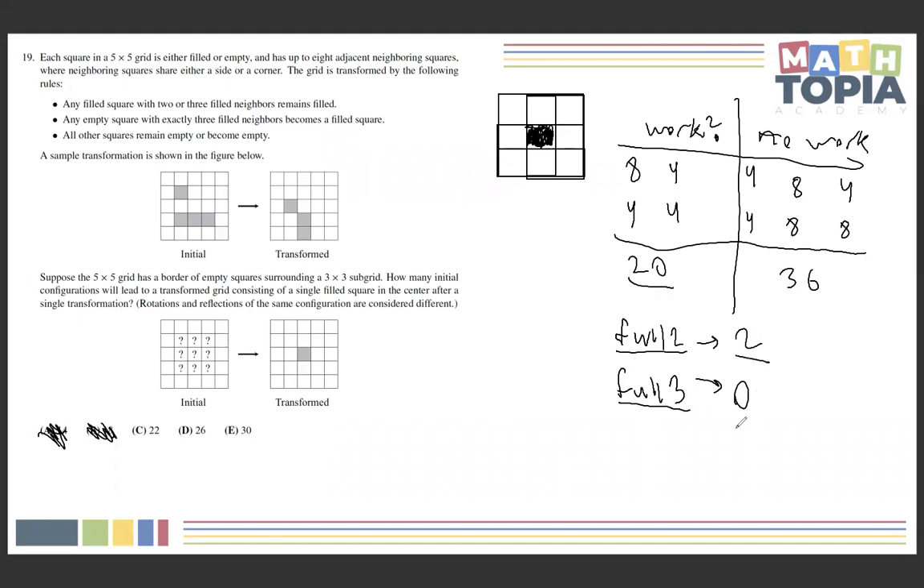And that just gives us 2 and 0. There are much fewer solutions than you might have expected. 20 plus 2 plus 0 is just 22. And that's choice C.